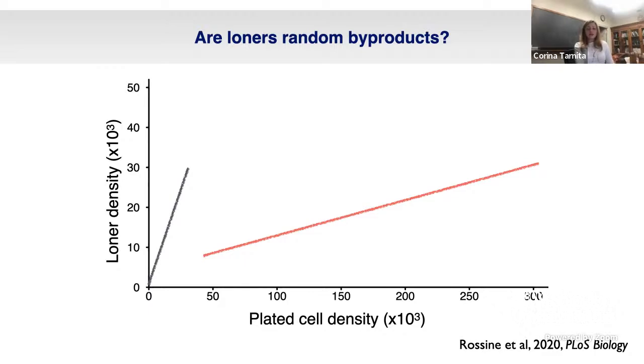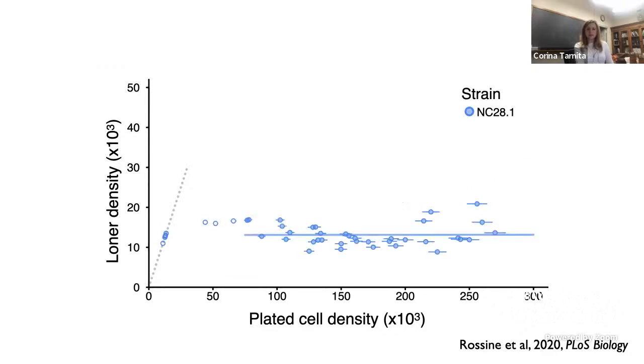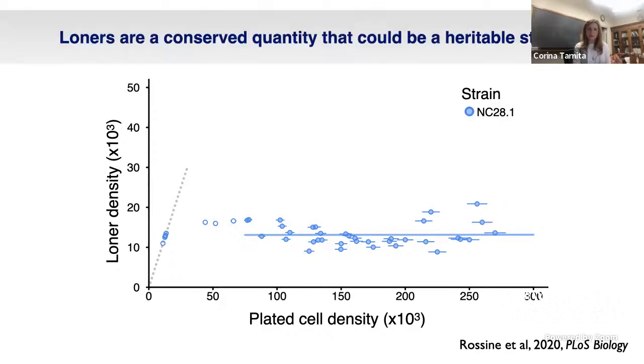So I made this prediction. And what eventually Fernando found was that they're for sure not random, but they're also not a stochastic switch. They actually turn out to be a much more interesting strategy. The decision to become a loner is not a context-independent process, it's a context-dependent process.